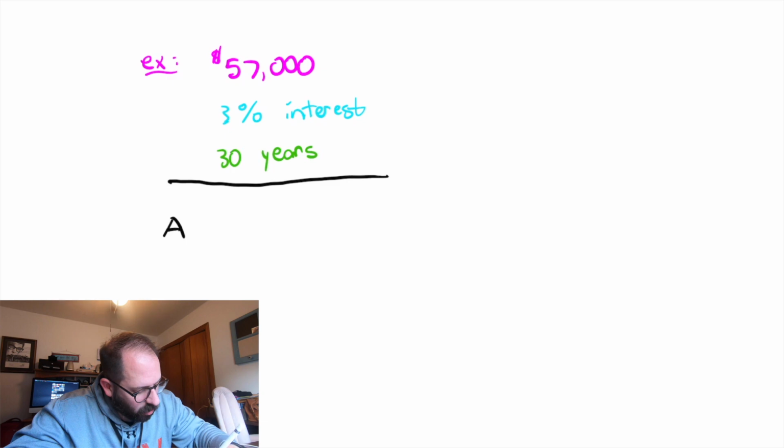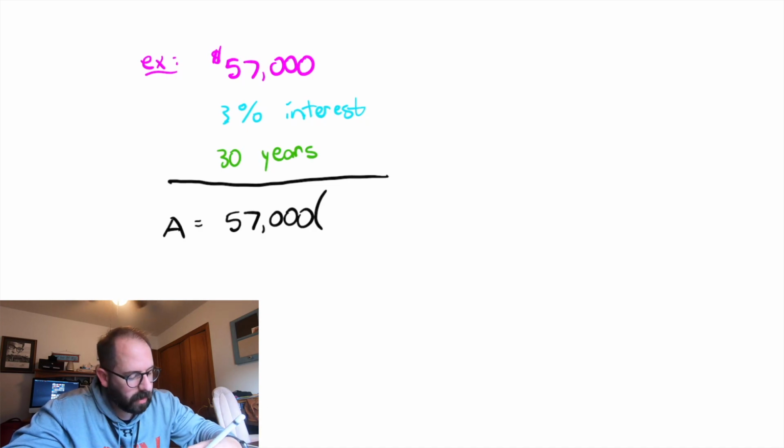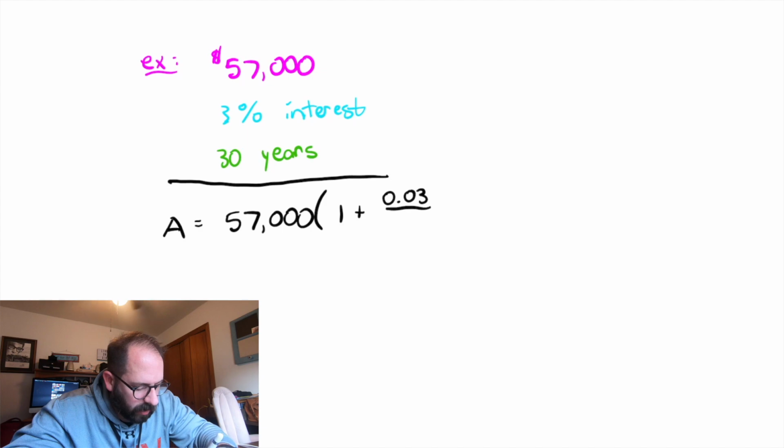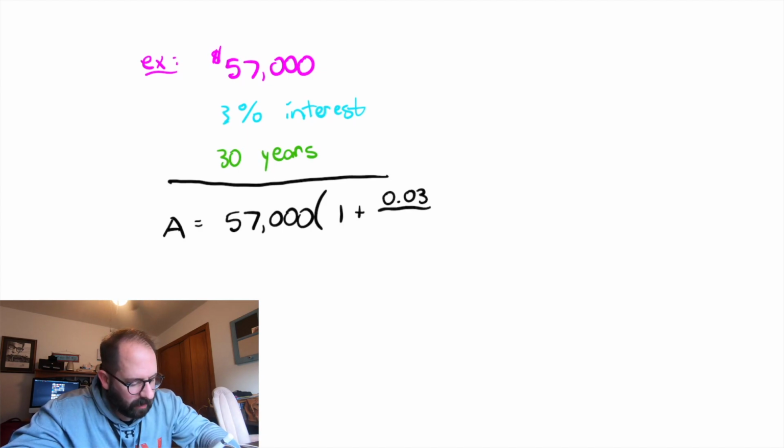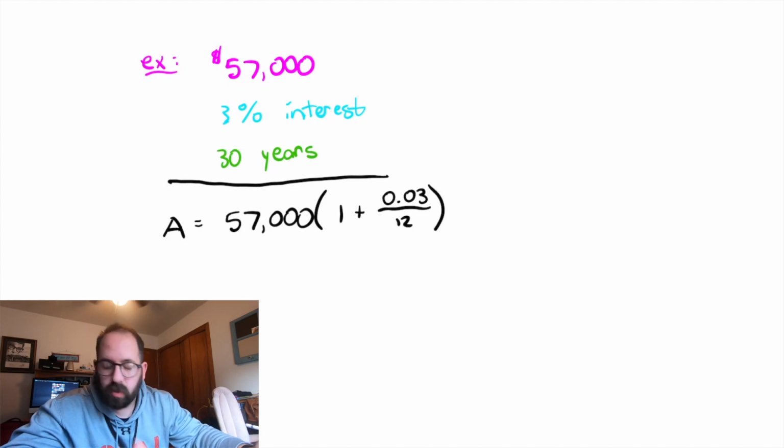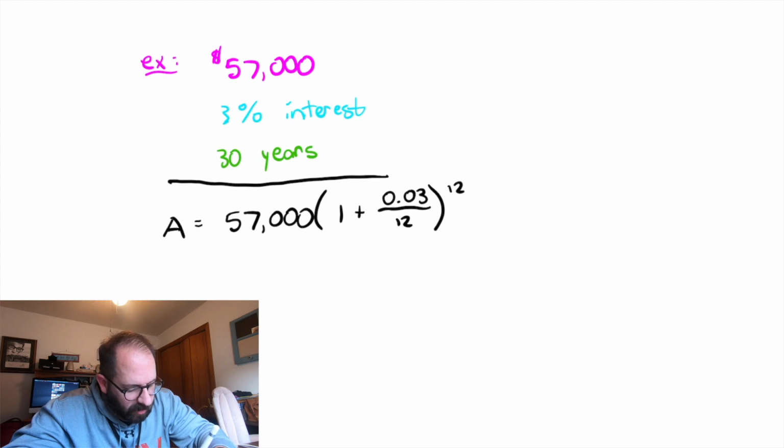So the amount total is equal to your $57,000. That's your principal that you're borrowing for the home. 1 plus, now your interest rate, 0.03. That's the interest, right? You always move the decimal over 2 spots. And then the number of compounds is 12, because it's 12 times a year, times the number of years, 30.